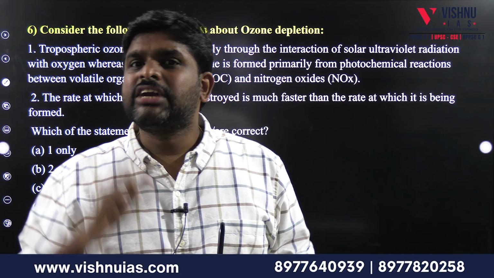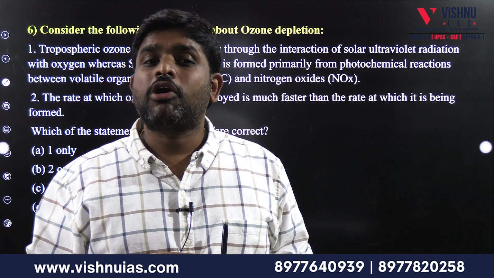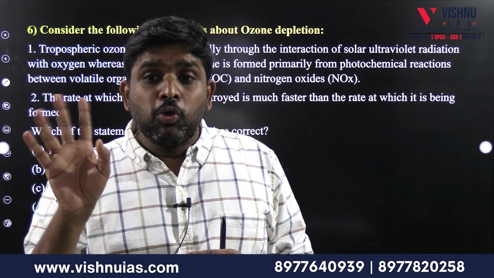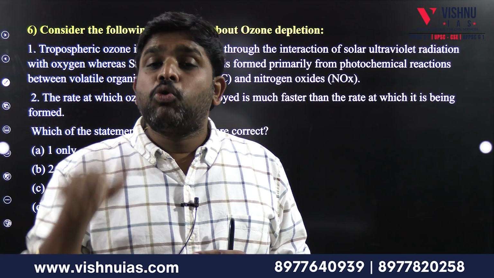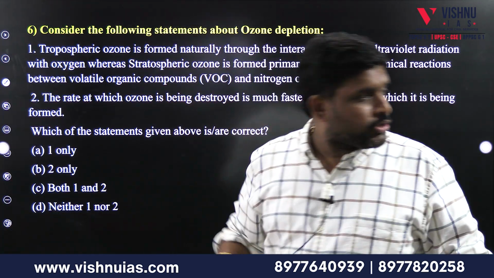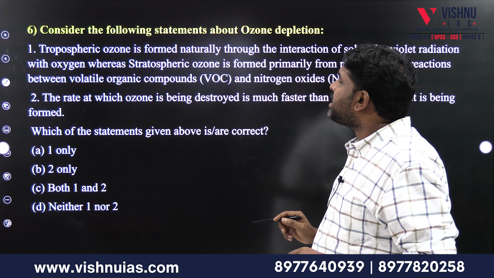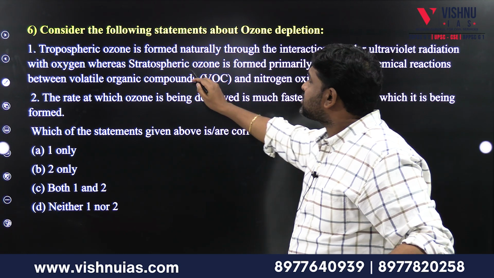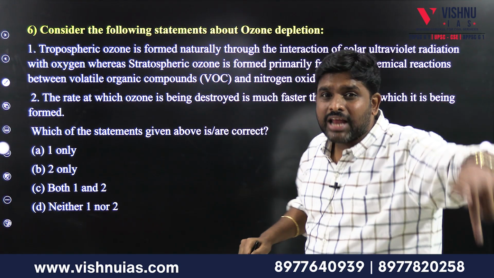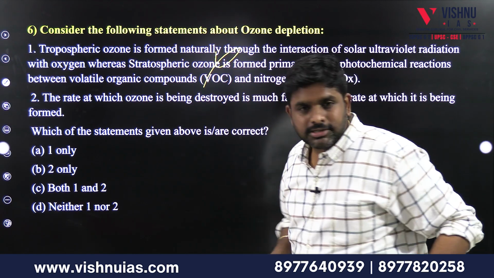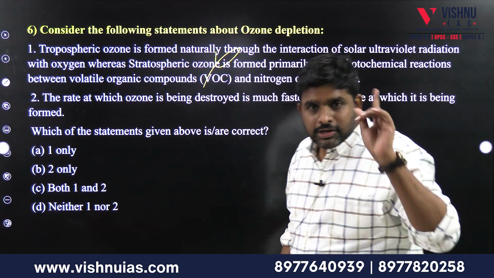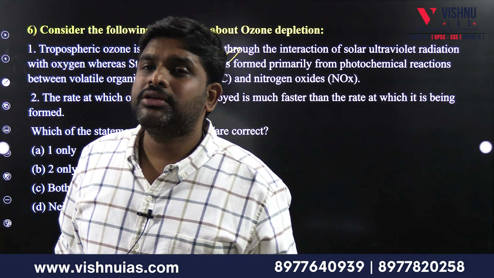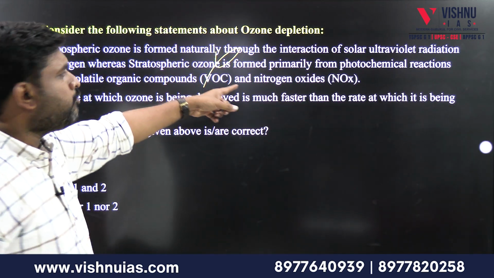It results in smog. Yesterday we discussed photochemical smog, which is also called London smog. So this smog will be made where? In the troposphere. So ozone is not good when it is present in the troposphere. The ozone is good when it is present in the stratosphere. So the statement that tropospheric ozone is formed naturally through the interaction of solar radiation is wrong. Solar interaction happens in the stratosphere, whereas formation primarily from photochemical reactions happens in the troposphere. Got it? So the stratospheric ozone is mainly because of sunlight UV radiation, whereas tropospheric is mainly because of photochemical reaction.